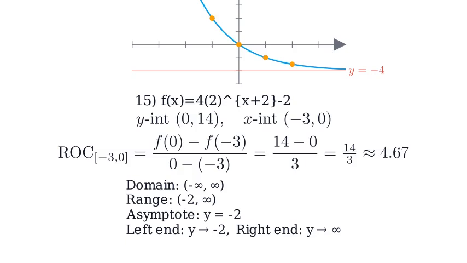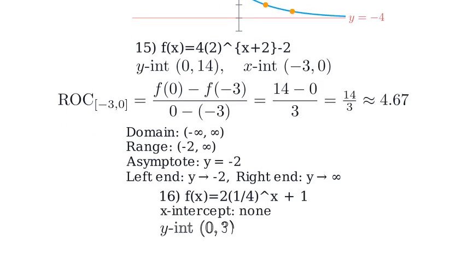Asymptote y equals negative 2. Left end approaches negative 2. Right end approaches infinity. Problem 16. F of x equals 2 times 1/4 to the x plus 1. There is no x-intercept since outputs are always positive plus 1.